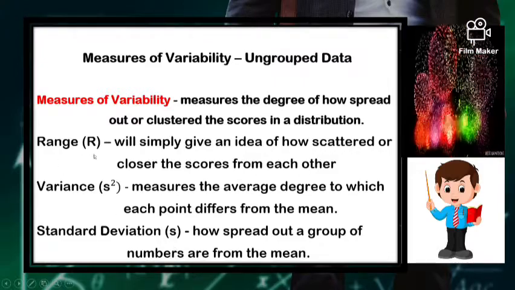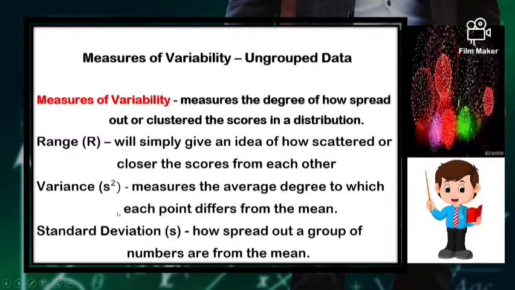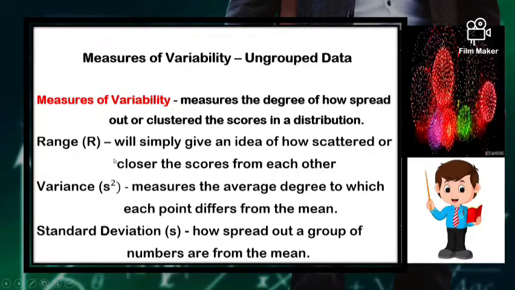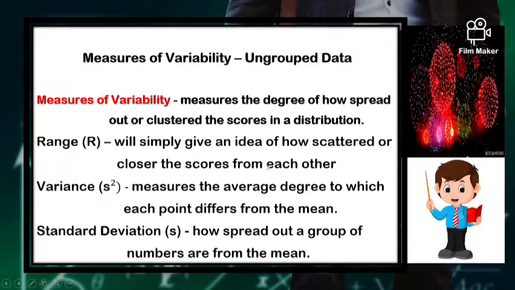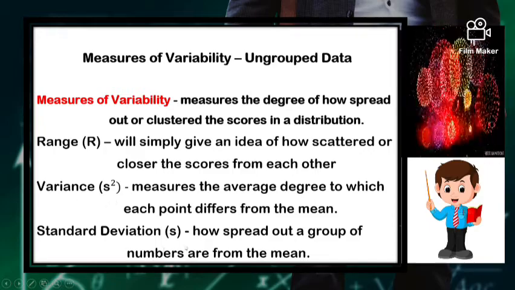Range is represented by capital letter R, variance by S squared, and the standard deviation is S, meaning it's actually just the square root of S squared. Let's look into how the range, the variance, and the standard deviation are defined.